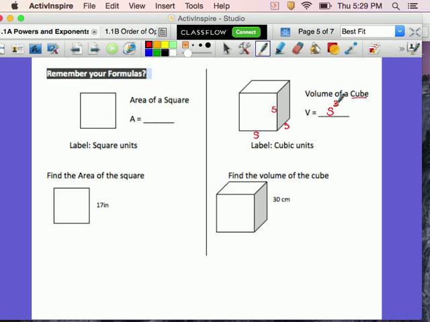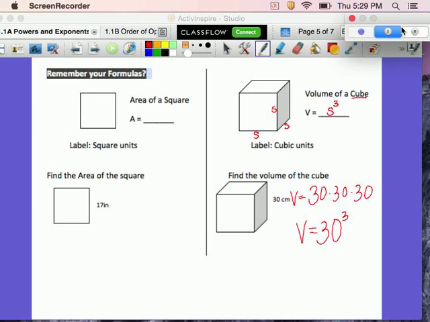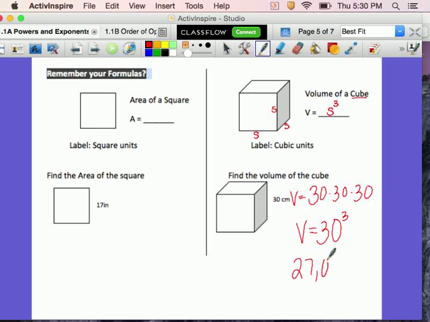So down here, instead of doing 30 times 30 times 30 to find our volume, we can just do volume equals 30 cubed, type that into your calculator, find out what you get. You should have gotten 27,000. And then we need units, centimeters, and since this is volume, that's why we put that little 3 dimensions, cubic units. So 27,000 centimeters cubed.